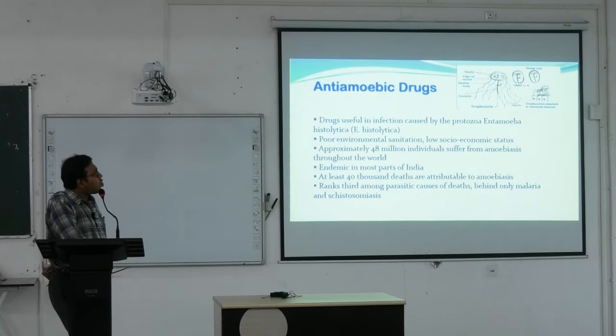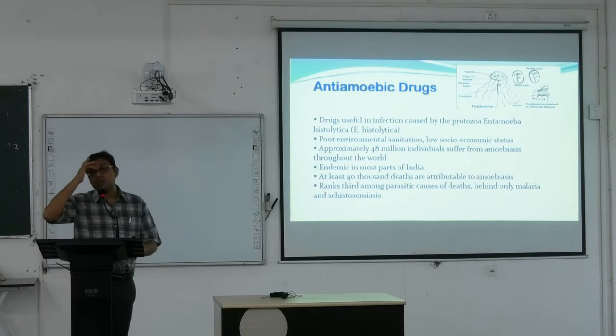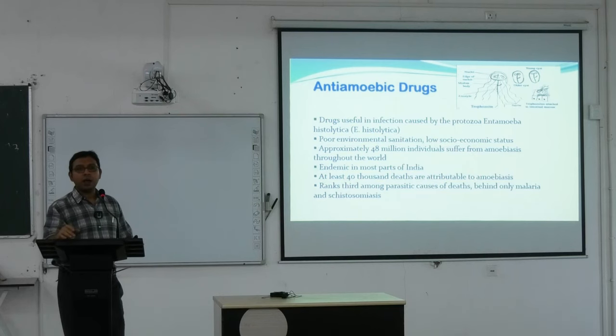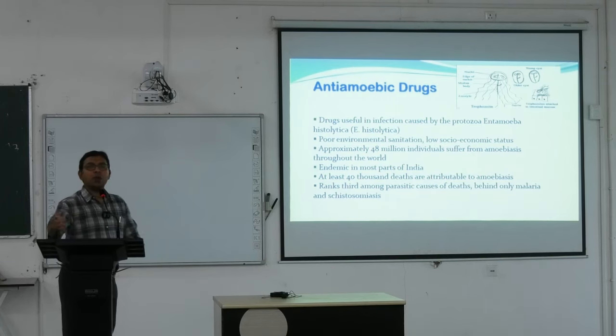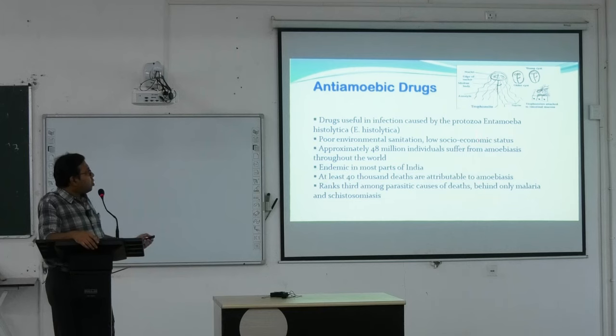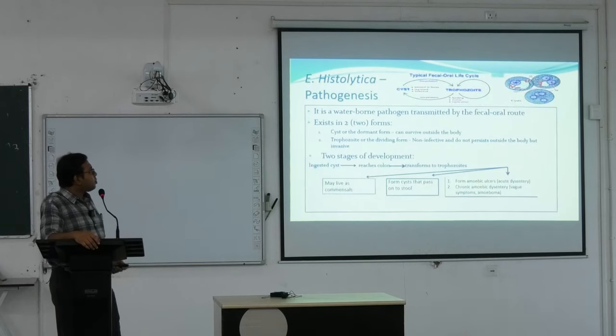So this is the trophozoite and the cyst of the amoeba. The most common amoeba that causes the amoebiasis is the Entamoeba histolytica. Again, in microbiology or parasitology, you will read about this. So this is the structure of the trophozoites and this is the structure of the cyst of the Entamoeba histolytica.